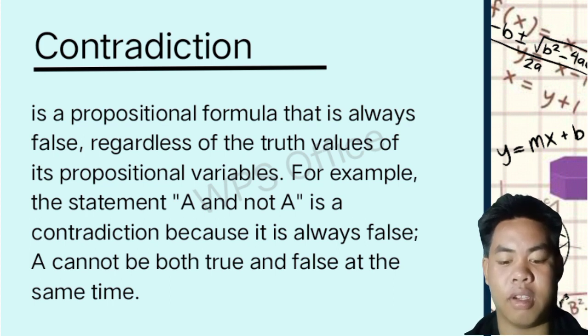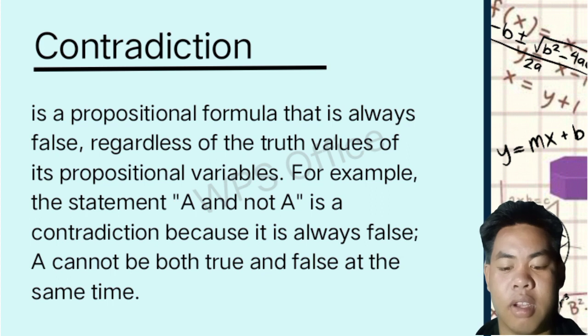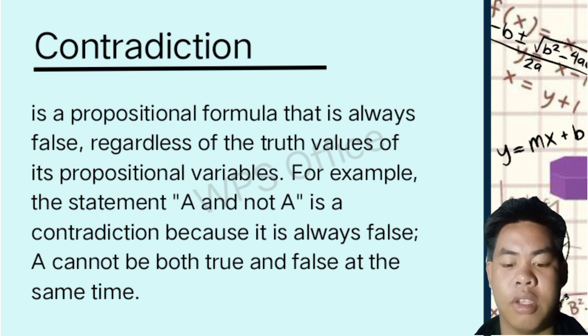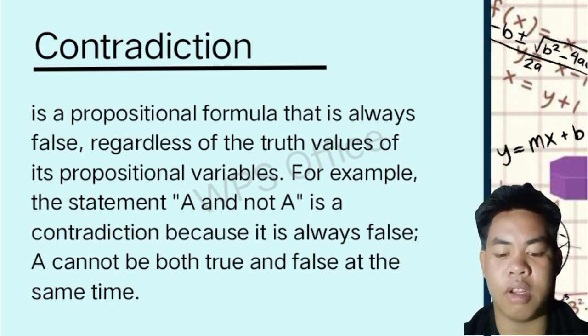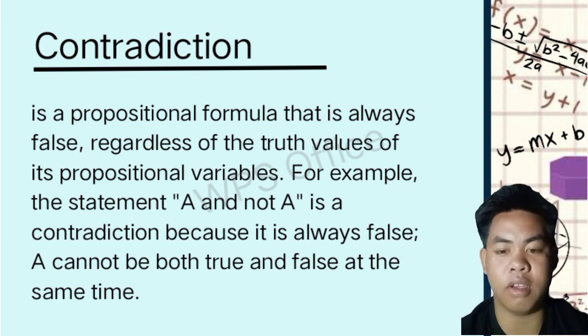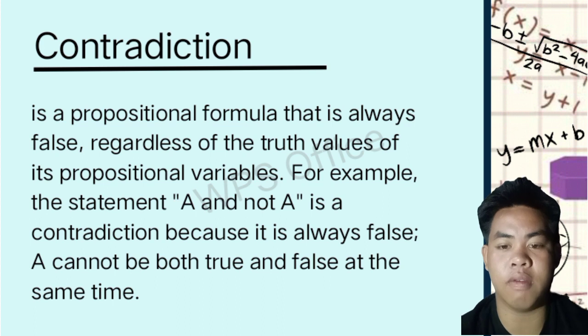A truth table can be used to determine whether a proposition is a tautology, contradiction, or contingency. A tautology is a statement that is true in every row of the table. It's a contradiction if it's false in every row.